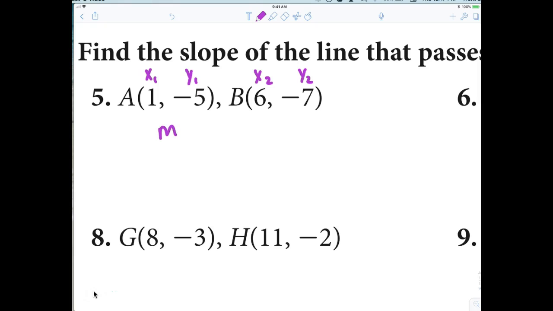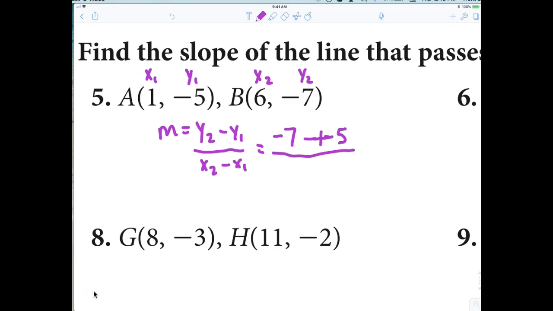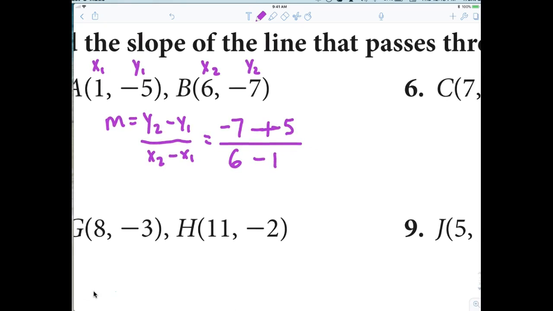So now underneath that, M equals y2 minus y1 over x2 minus x1 equals, what's y2? Now here's where people make a mistake. -7 minus what? -5. So there's a double negative, right? So I have to change it to what? Over. What's x2? -1, exactly. What's -7 plus 5? -2. What's 6 minus 1? 5. So what's my slope? -2 over 5 is my slope. Is everybody with me on this?